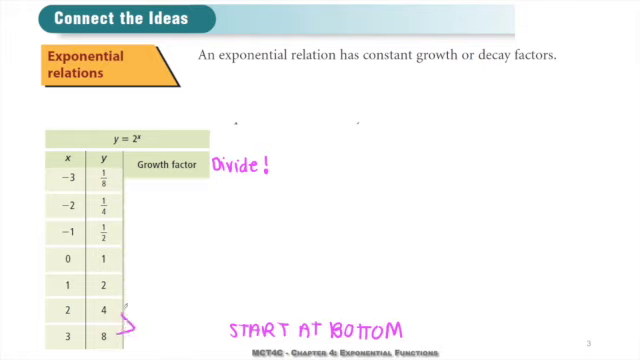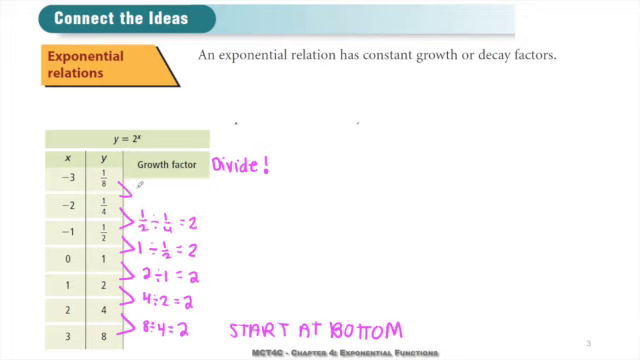So you're going to take those y values, and you're going to do 8 divided by 4, which is equal to 2. 4 divided by 2, which is equal to 2. 2 divided by 1, which is equal to 2. 1 divided by a half, which is equal to 2. A half divided by a quarter equals 2. A quarter divided by an eighth, that gets a little repetitive, is equal to 2.